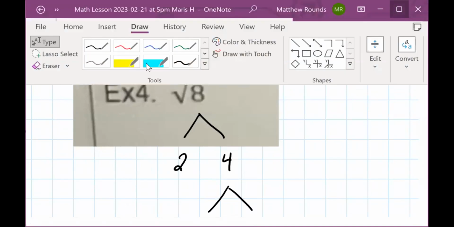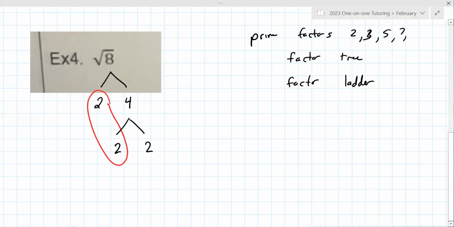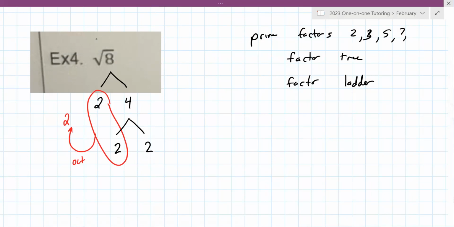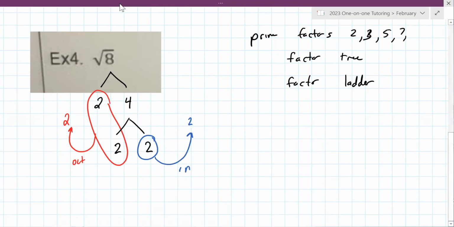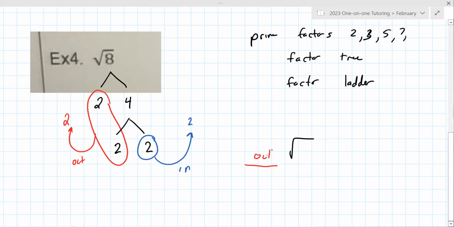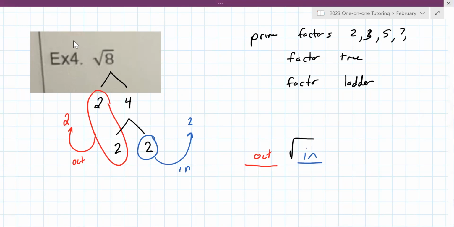From here, you circle pairs. See how there's a pair of 2s? So you're going to bring a 2 out. And then anything that's not a pair, you're going to leave in. So that 2 is going to be in. So your answer has a part that's out, and then a part that's in. So for this problem, the part that's out is the 2, and the part that's in is yet another 2.